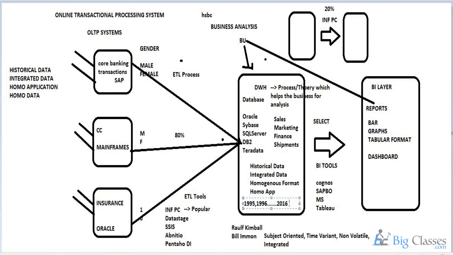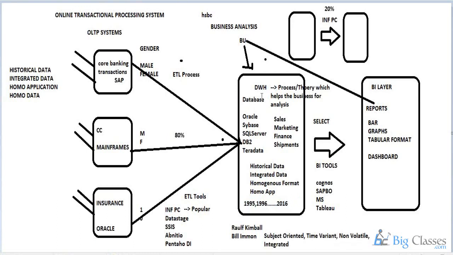This kind of analysis you can do only when time variant data is present, so it is called a time variant database. And the third one is non-volatile. So what is meant by non-volatile?